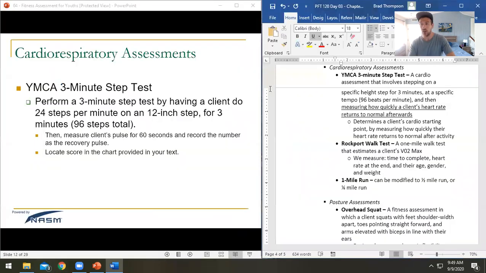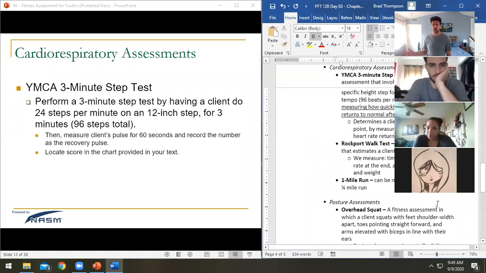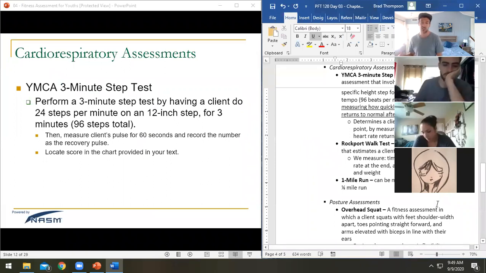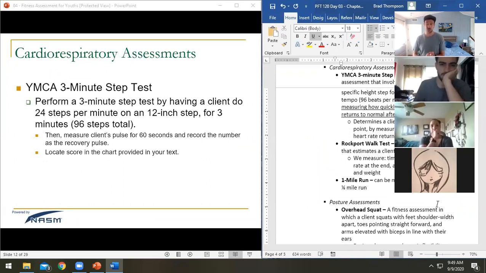And so, you know, that seems kind of weird. Why do we have to do a specific pace? Why do we have to make sure it's 3 minutes long? And why do we have to always do it on a 12-inch step? Well, the reason for that is to ensure that every single client got the same amount of stress. And so every person who's ever done this assessment has had the same amount of stress applied to their body. And we don't measure how their body performs under that stress. What we measure is how quickly their heart rate returns to normal after that much stress.